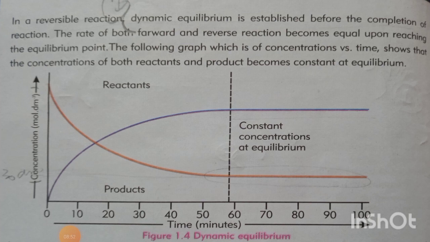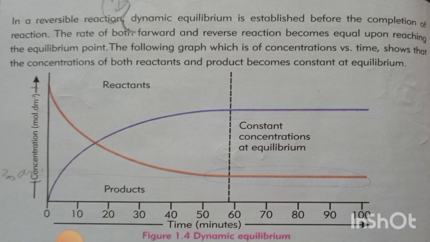Now let's discuss the graph. In this graph we have taken concentration in mole per decimeter cube on the y-axis and time on the x-axis. You know what an x-axis and a y-axis are. You can see that the reactants, they want to show you that with time the reactant concentration will start to decrease. Why? Because when reactants react together, their concentration will start to decrease, and then your product will start to form.